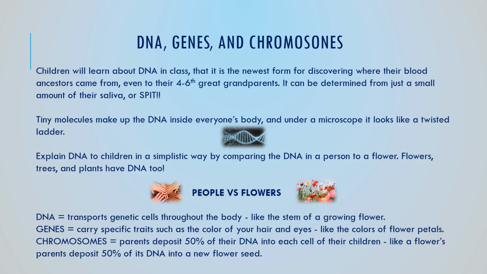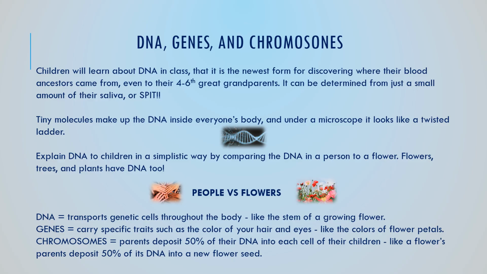You can explain DNA to children in a simplistic way by comparing the DNA in a person to a flower. Flowers, trees, and plants also have DNA. DNA transports genetic cells throughout the body, like the stem of a growing flower. Genes carry specific traits such as the color of your hair and eyes, just like the colors of flower petals.